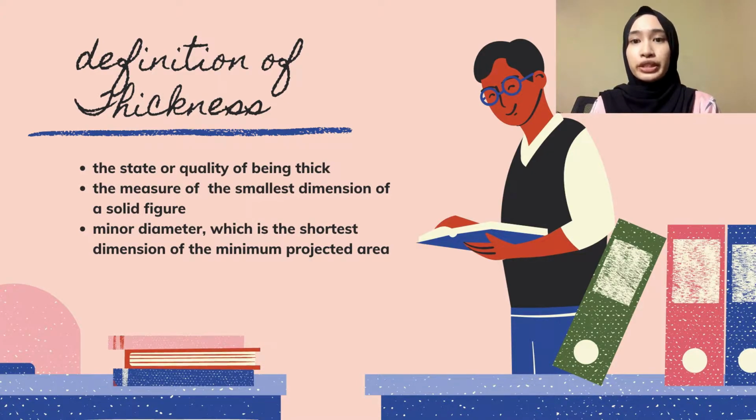In other words, thickness is the minor diameter, which is the shortest dimension of the minimum projected area, and it is measured in millimeters. There are three factors that can affect the thickness of biscuit, which are the fat content, water content, and also the flour content.